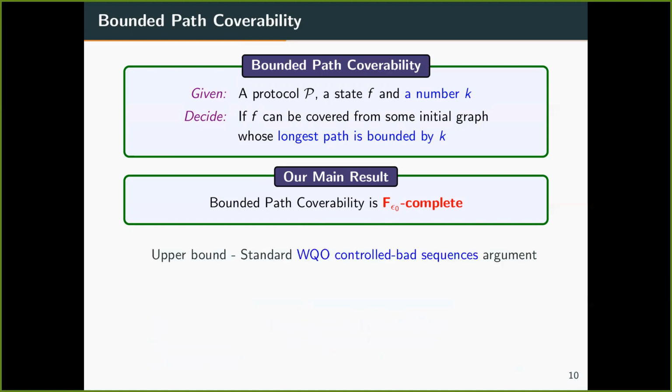Okay. So the upper bound behind this result is obtained by using a controlled bad sequences argument on a particular well-quasi order for graphs. Okay. Due to lack of time, we will not be focusing on this, but we will rather be focusing on the lower bound, which, as I mentioned before, comes by a reduction from an already known F epsilon naught hard problem, which is the coverability problem for nested counter systems. We will now proceed to see what nested counter systems actually are.